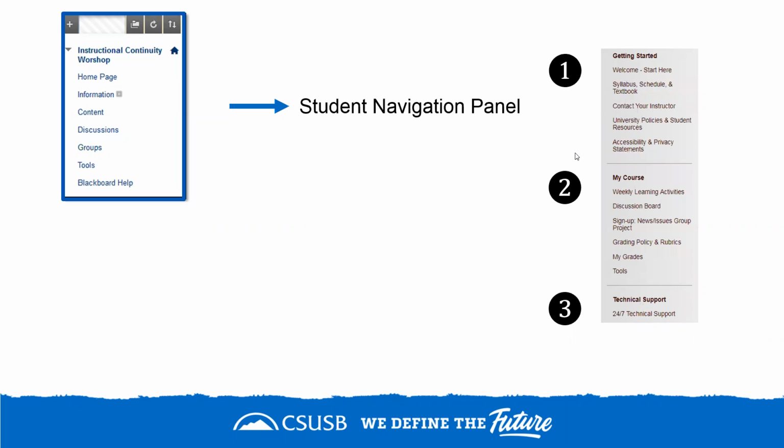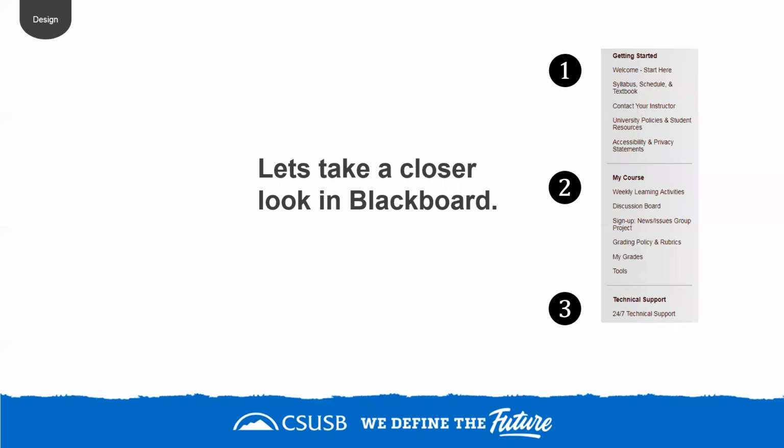So what we're going to do is we're going to build out a navigation panel that looks like this. We're going to take what you see here on the left, and we're going to turn it into this right here, what you see on the right. So again, we're going to build out your getting started section, and then we're going to build out a my course section, and then we're going to build out your technical support section for your students. So let's go ahead and let's take a closer look in Blackboard.